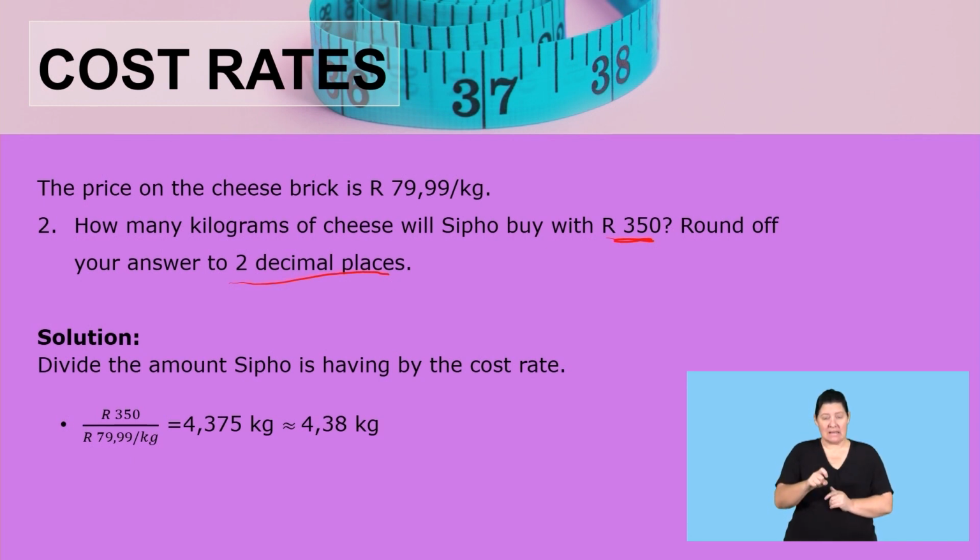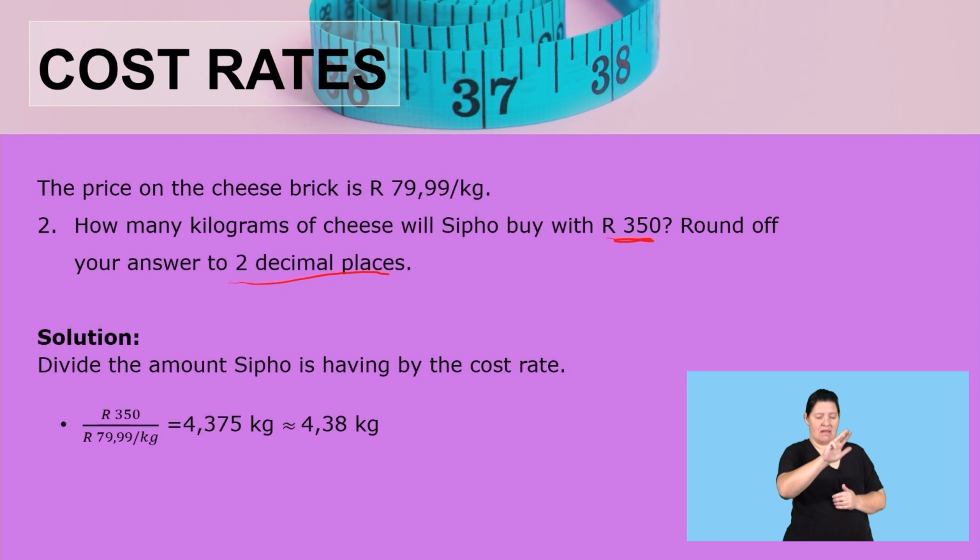For us to calculate how much Sipho will buy with 350 rand, we take 350 rand and divide it by the rate of the cheese, 79.99 rand per kilogram. And as we divide, we can divide together so that we can find how many kilograms of cheese Sipho will buy. So let's divide now. We take 350 rand. Let's press the calculator together.